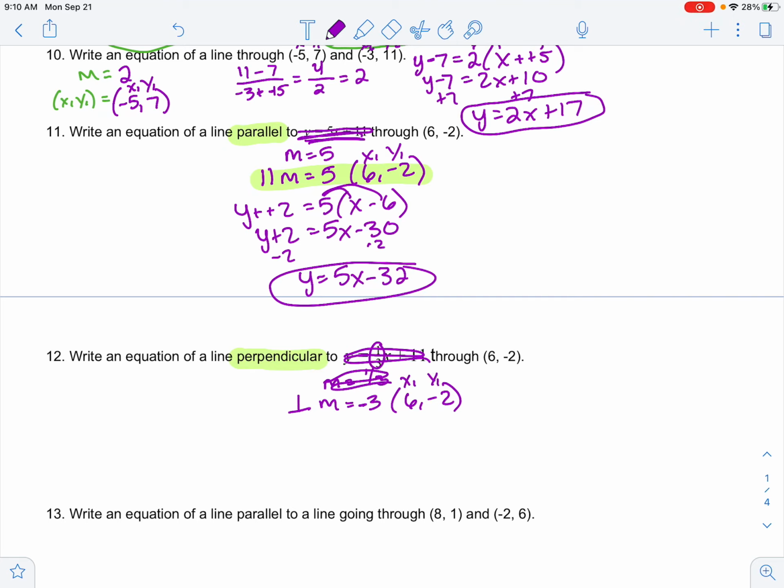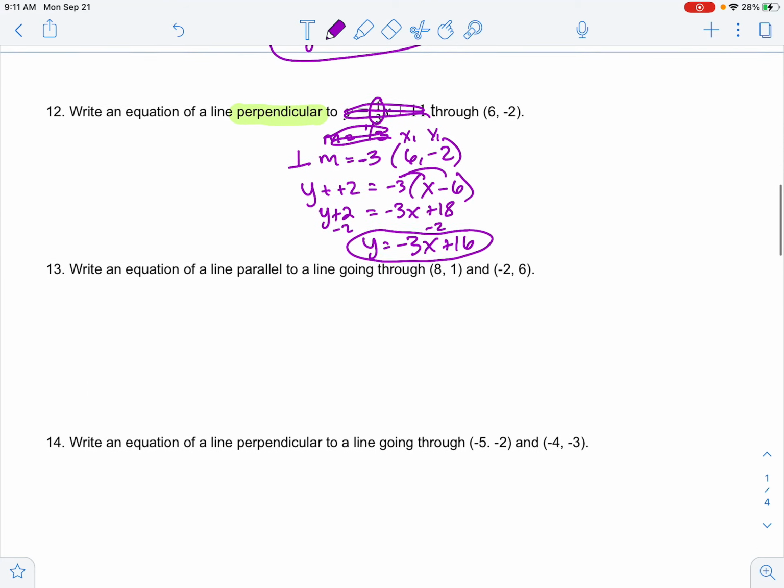So here's my x1, y1. Okay, we're going to plug it into our point slope form. So we have y minus y1 equals m times x minus x1. Again, we're going to bam bam that minus minus 2, distribute your -3. So we have y plus 2 equals -3x plus 18. Subtract 2 from each side, and my perpendicular line that goes through that point is y equals -3x plus 16.